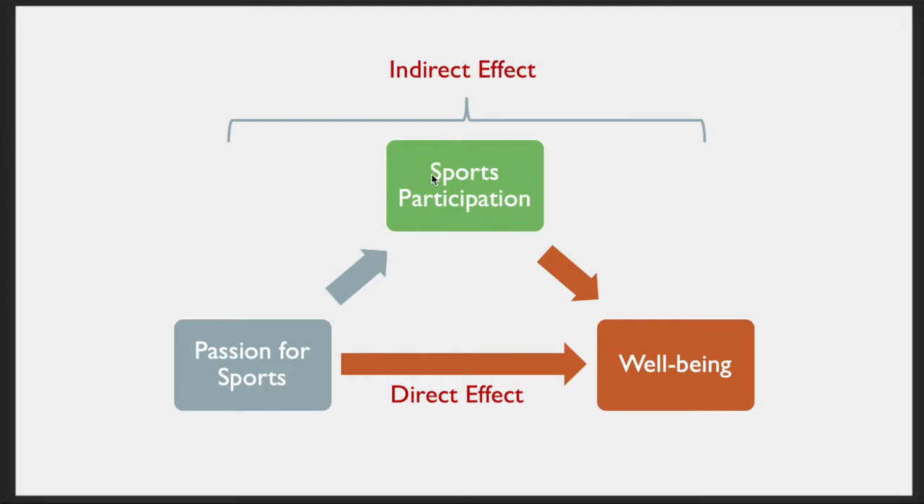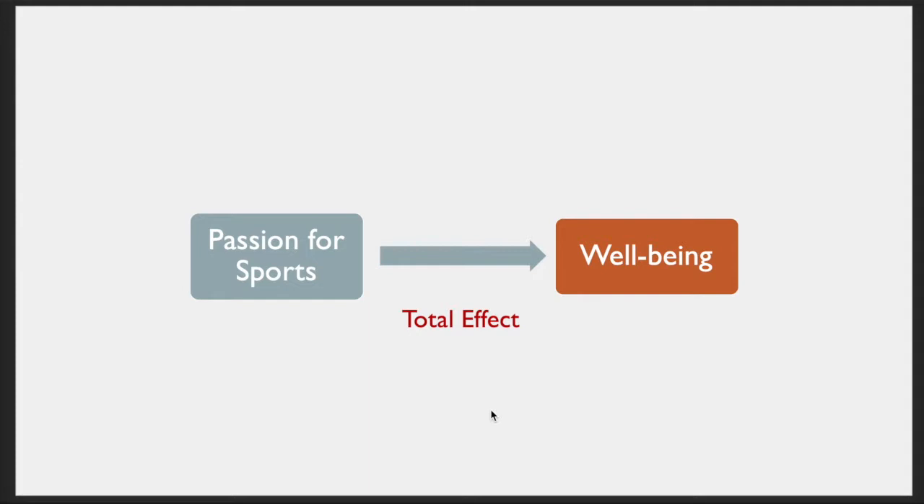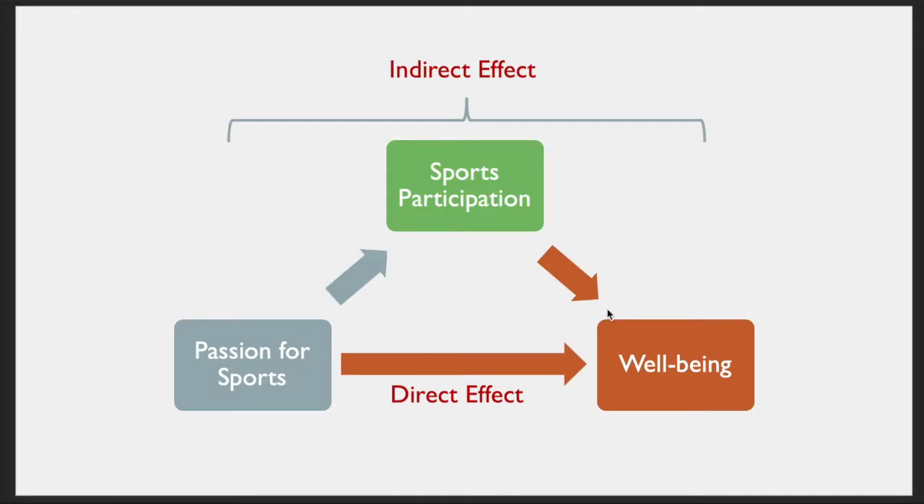After accounting for sports participation, whatever remaining effect passion for sports has on well-being, excluding the one that is accounted for by sports participation, you call that residual effect the direct effect. In some cases, students mistake the total effect for the direct effect. We want to clarify that the effect of passion for sports on well-being without accounting for the mediator is called the total effect. The effect of passion for sports on well-being via the mediator, or as accounted for by the mediator, is the indirect effect, and whatever is retained, the effect of passion for sports on well-being excluding that which is explained by sports participation, is called the direct effect.